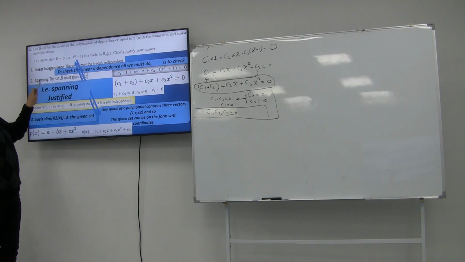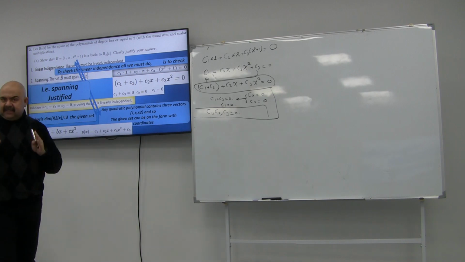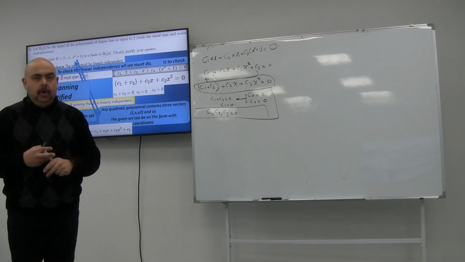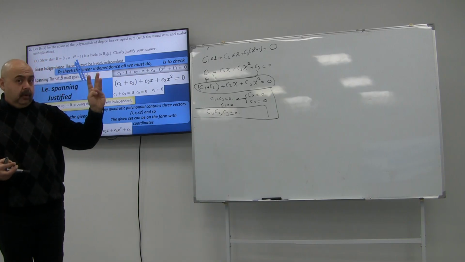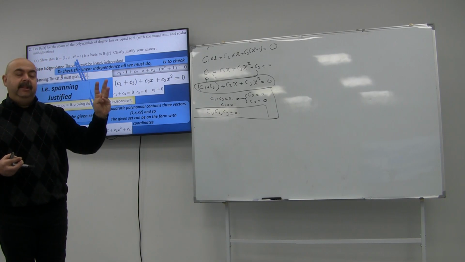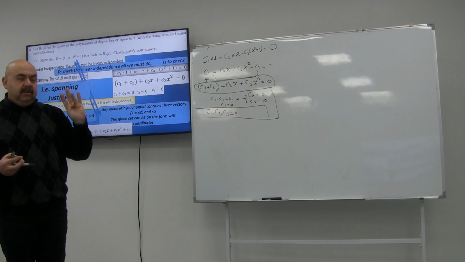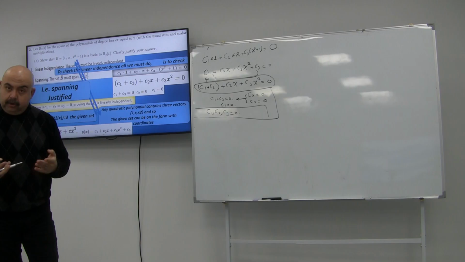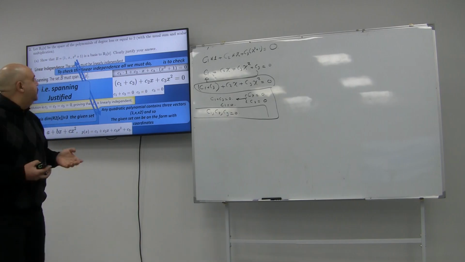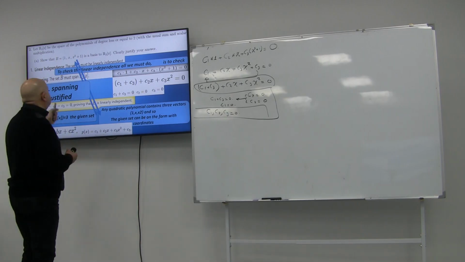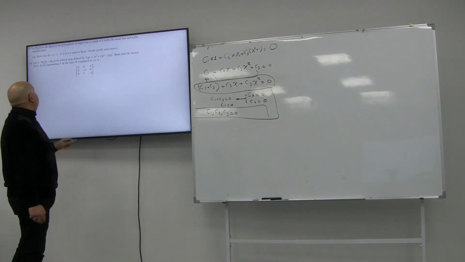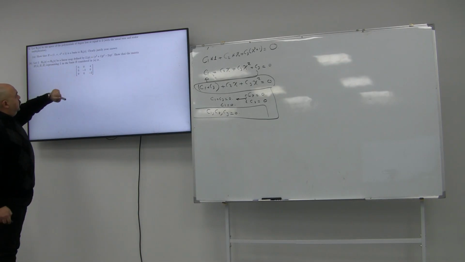As I told you, the spanning is justified also. So you have a set now, which is 1, x, and x squared plus 1, which proves, first of all, they are linearly independent. Number 2, they are spanning the vector space of the quadratic polynomials. So it is a basis, as I told you, for R2[x]. This is part A from the question.